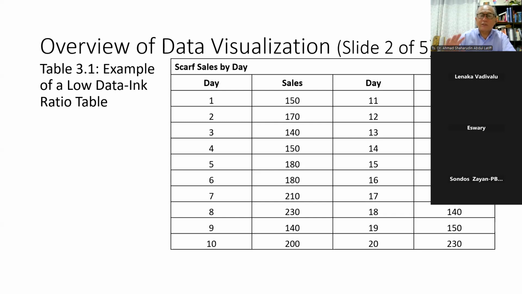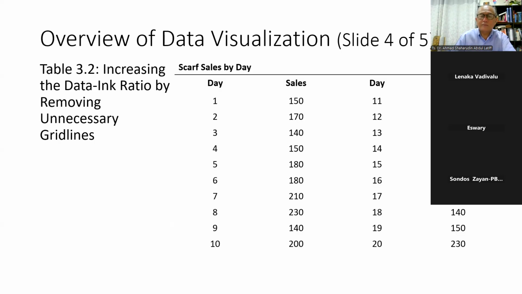So I will give you some examples. This is a low data ink ratio, meaning you have more ink than data. You can see the lines here, so many lines. I do not know what the purpose of so many lines is. So it shows a low data ink ratio, meaning you have low data but higher ink compared to this.